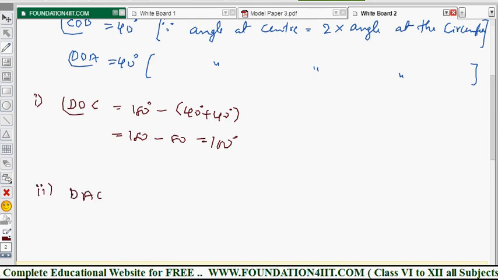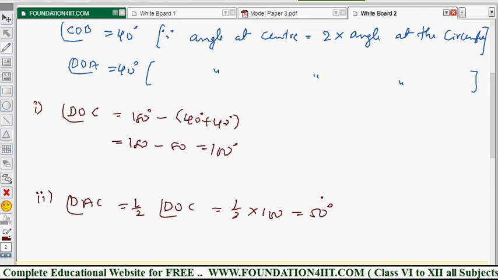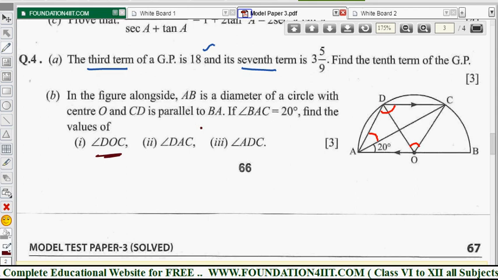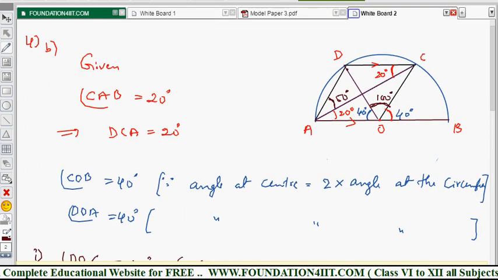Angle DAC is half of 100 degrees, that is angle DOC, so half of 100 is 50 degrees. Same rule: the angle at the circumference is half of the angle at the center. Next, the third one is angle ADC. You see here, this angle we need to find out. Just observe triangle ADC. Already this is 50, this is 20. Then the remaining is 180 minus both of these, because the sum of the angles in a triangle is 180 degrees. So one is 50, one is 20.